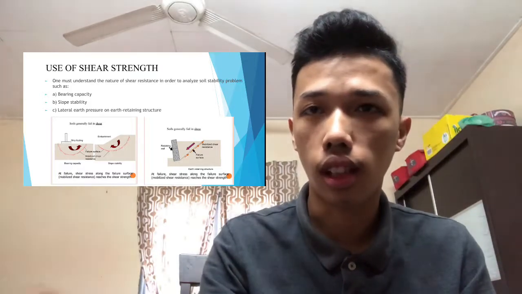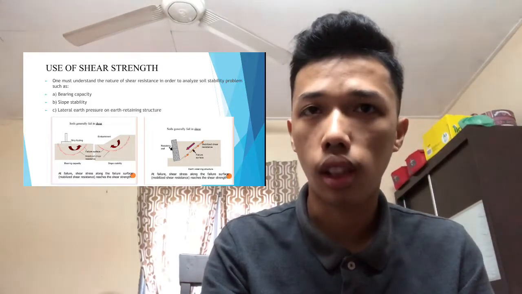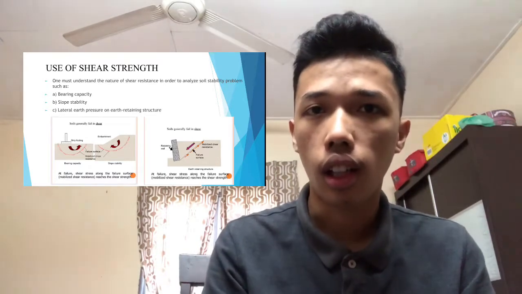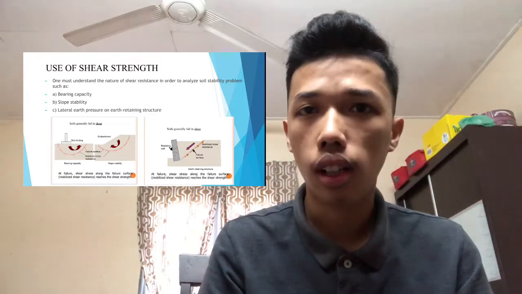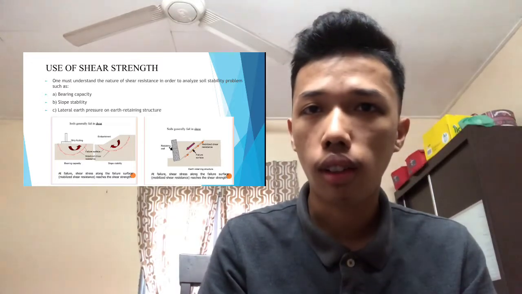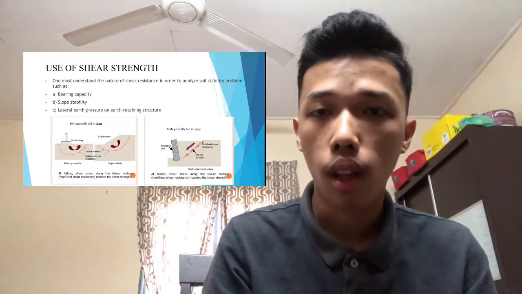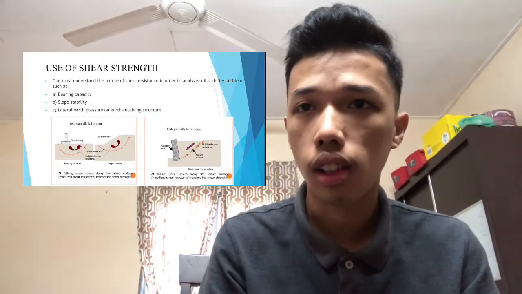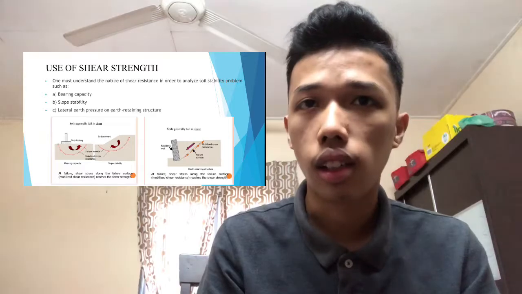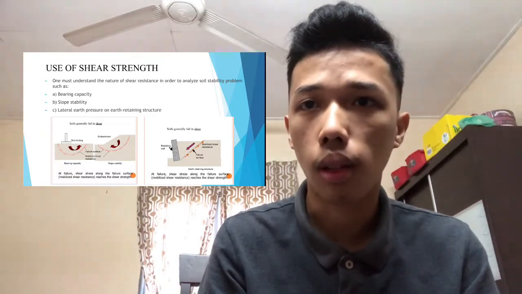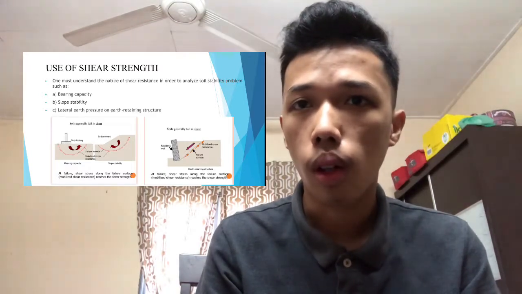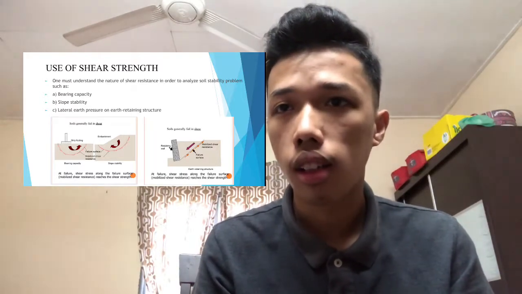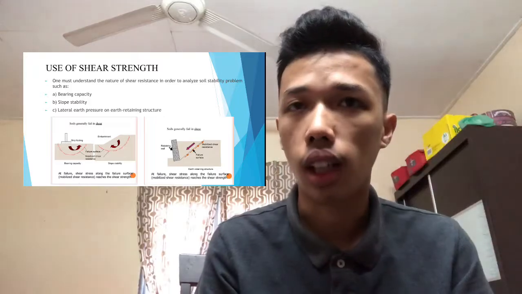This is an example picture. Soil generally fails in shear, and at failure the shear stress along the failure surface mobilizes shear resistance and reaches the shear strength. These are examples of bearing capacity, slope stability, and a retaining structure.